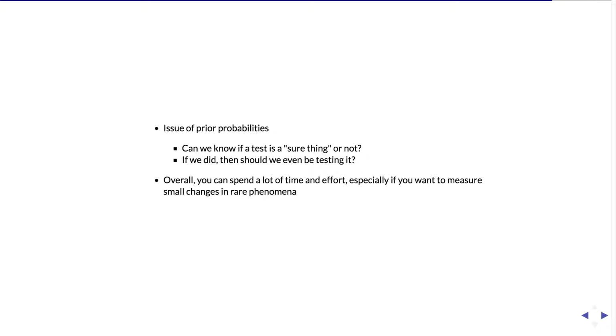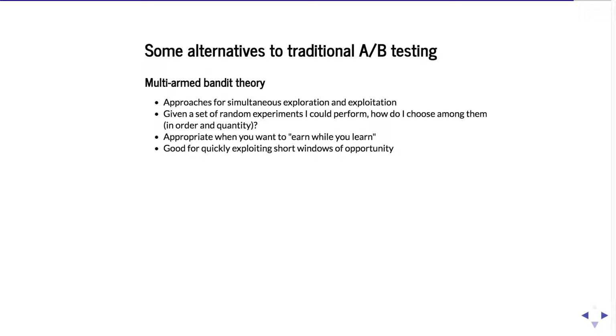But overall, you can spend a lot of time and effort trying to do this, especially if you want to measure really small changes in rare phenomena. And people do spend a lot of time and a lot of effort doing this. So, some alternatives to traditional A/B testing. There's multi-arm bandits, which are a thing that a lot of people are into.